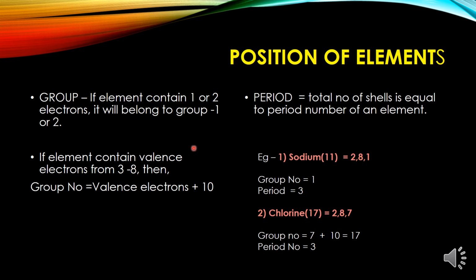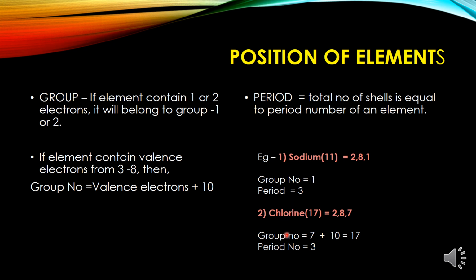Just take a look at these two examples, children. Sodium. Sodium's atomic number is 11. Its electronic configuration is 2, 8, 1. In the outermost shell, it contains 1 electron. So it belongs to group 1. And how many shells are present in sodium? There are 3 shells. That means its period number is 3.